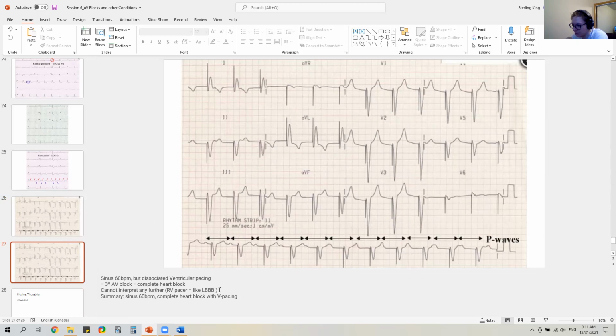So if it's pacing the right ventricle, then it's a left bundle branch block essentially. And so we don't do QRSTs.